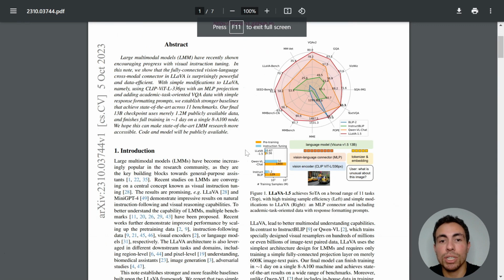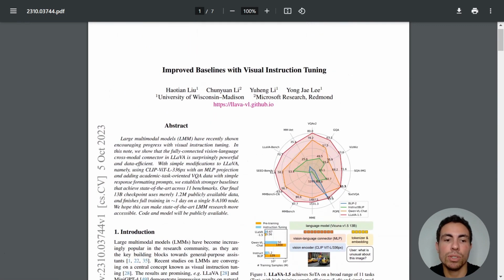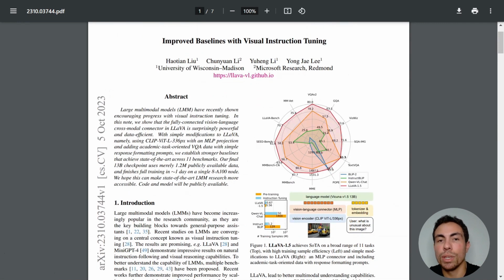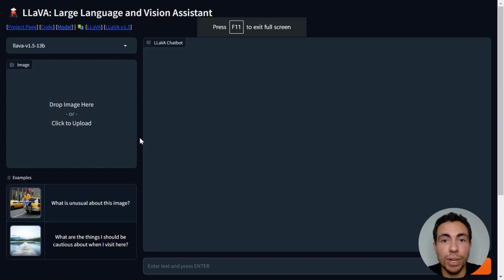After that, they also published another paper. This one is fairly recent. And the changes that are described in this paper are just three. They use a different encoder. They use a multi-layer perceptron projection, so instead of only a matrix, they put a couple more layers there to perform that projection. And they add more data to train. And you can see here, well, their results are outstanding. So let's try it out.